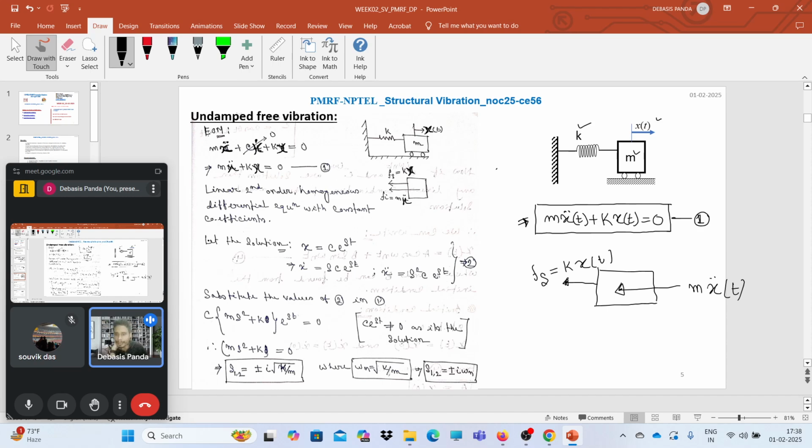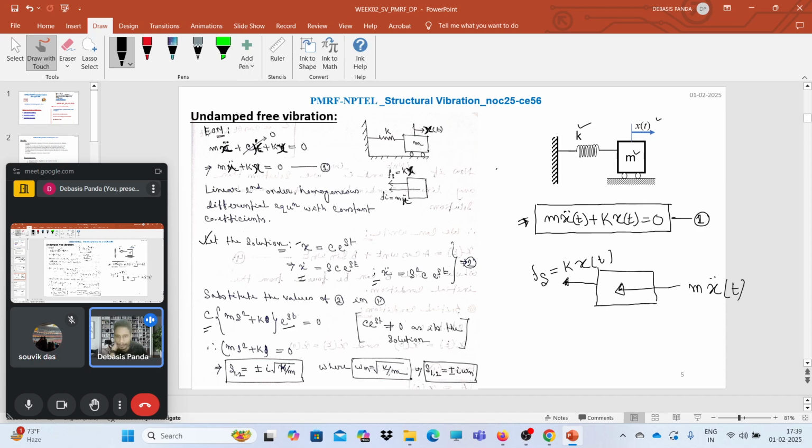The trial solution we can take like this: x is equal to some constant c e to the power st in the harmonic terms. So now differentiate it with respect to t twice. So we will get x dot and x double dot. So we have now x, x dot and x double dot. Now put all these values in equation 1. What we will get? We will get c, the constant term, outside the bracket, then m s square plus k, e to the power st is equal to 0.